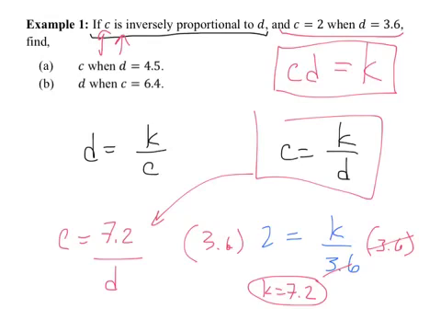We got 1.6 and 1.125. Oh, yeah, the second problem was 6.4.